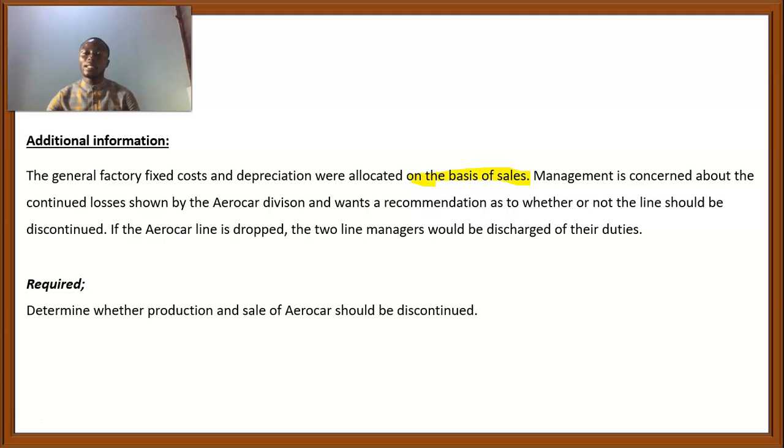Management is concerned about the continual losses shown by the Eroka division and wants a recommendation as to whether or not the line should be discontinued. If the Eroka line is dropped, the 2 line managers will be discharged of their duties. You are required to determine whether production and sale of Eroka should be discontinued.